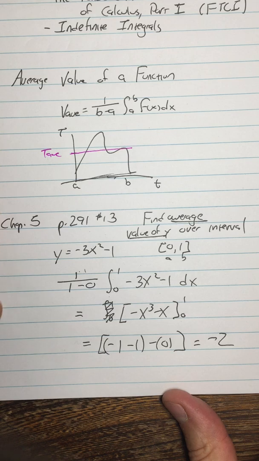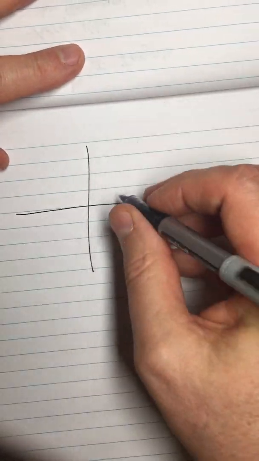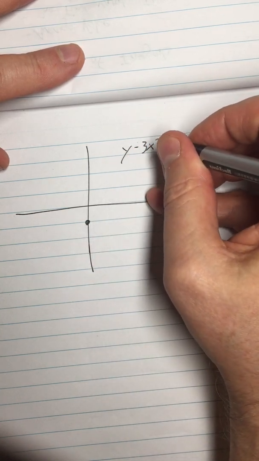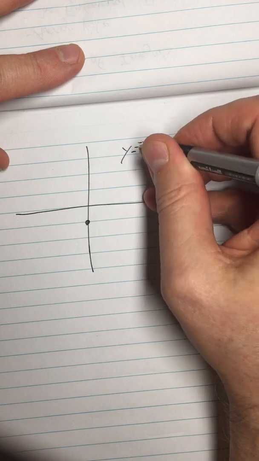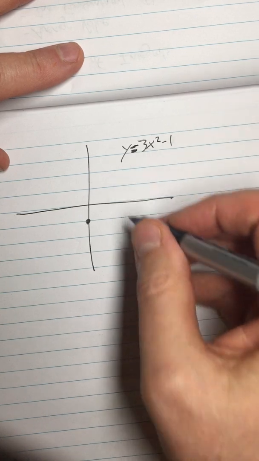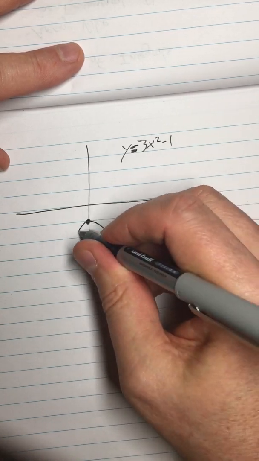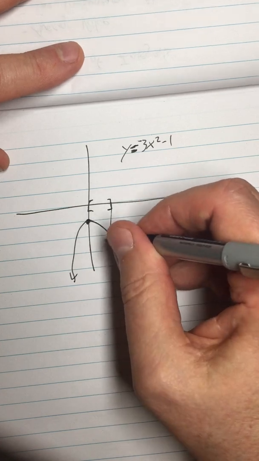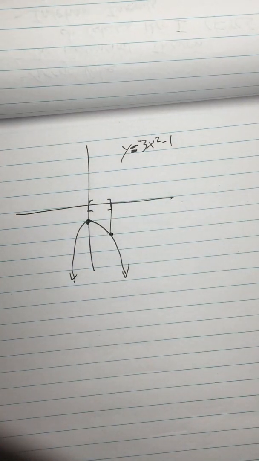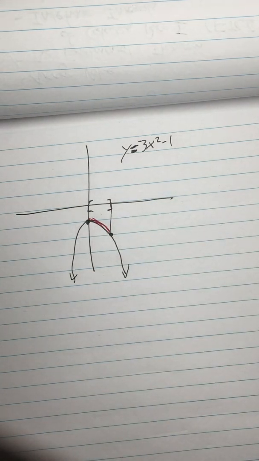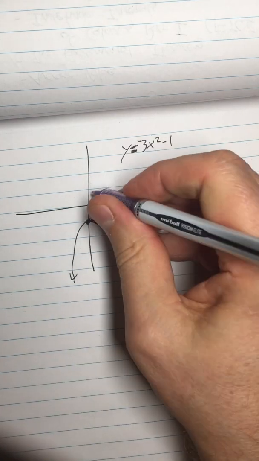We can look at what that means graphically, right? What does negative 3x squared minus 1 look like? We have negative 1 as a vertex. Y equals negative 3x squared minus 1, and this parabola opens down, so it goes like this. And we're averaging over 0 to 1, so it makes sense that our average value is going to be negative. So we're just looking at this part here and saying, what is the average value of that function as we're going down there, where this is 0 to 1.